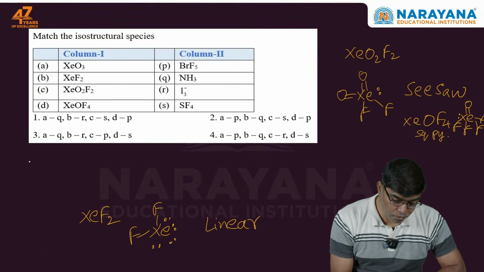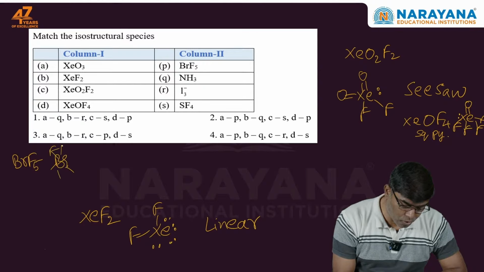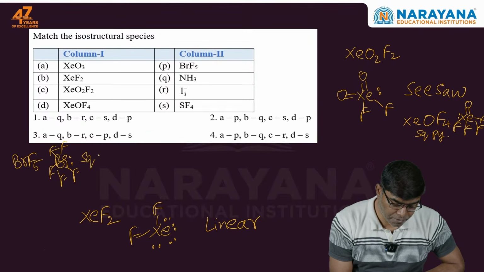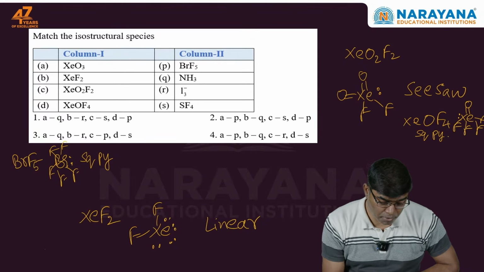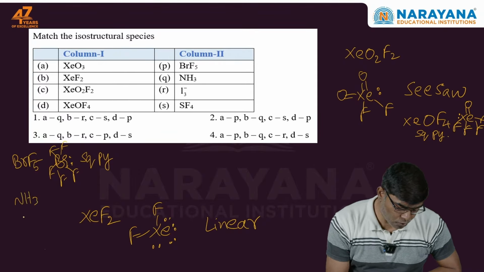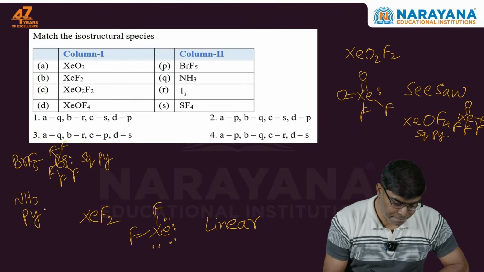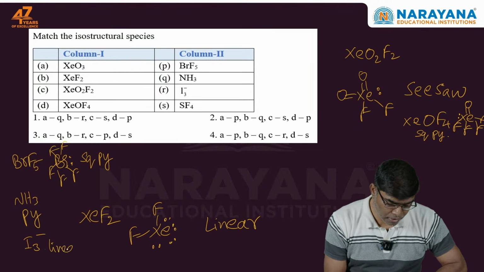So in column 2 we have BrF5, and BrF5 has to have 5 sigma bonds around bromine and 1 lone pair, and that means it is square pyramidal. It has to be square pyramidal. And coming to ammonia, that is nitrogen with 3 sigma bonds and 1 lone pair, it has to be pyramidal. And I3 minus, a very standard example, linear.